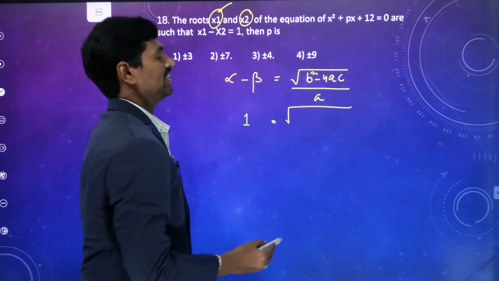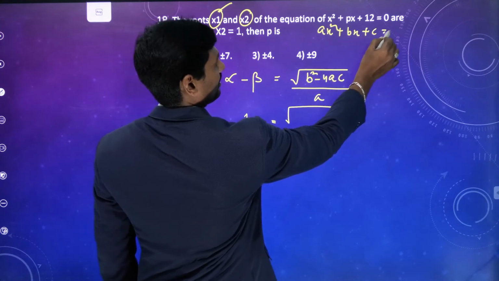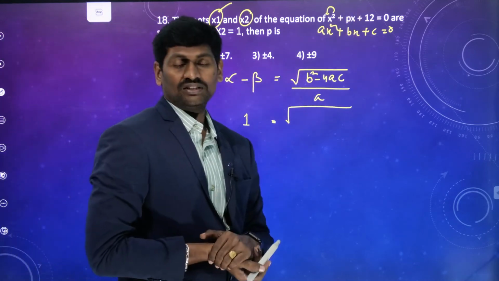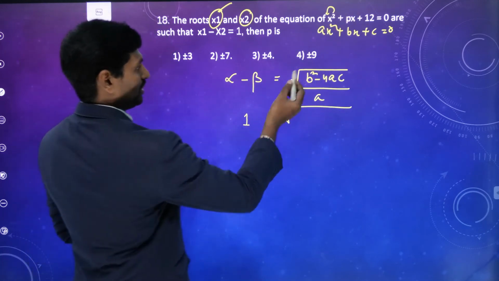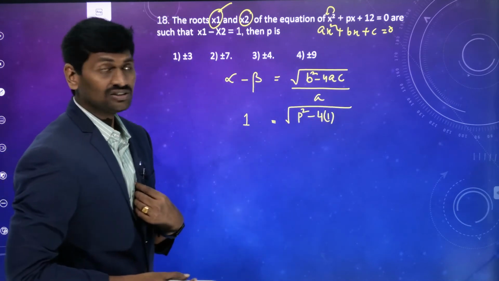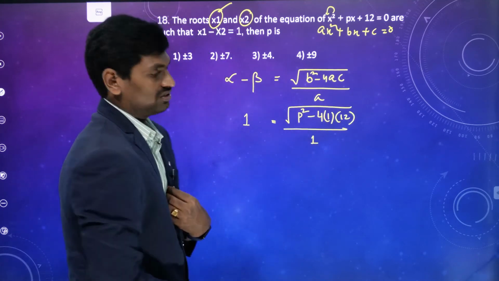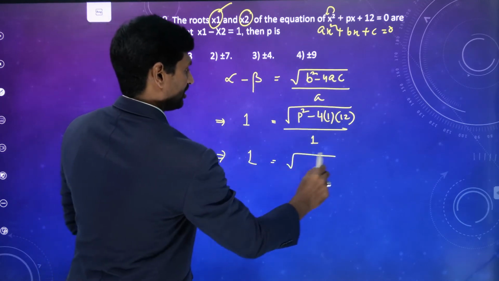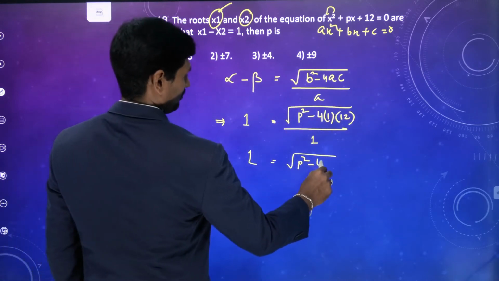Root over, compare with the general form ax square plus bx plus c. The x square coefficient is not there, which means a value is 1, the x coefficient is p so b value is p, and the constant term c value is 12. Now I am substituting: b square is p square minus 4, a value 1, c value 12, by a value 1. So 1 into 1 becomes 1 only. Now root over p square minus 4 twelves are 48.